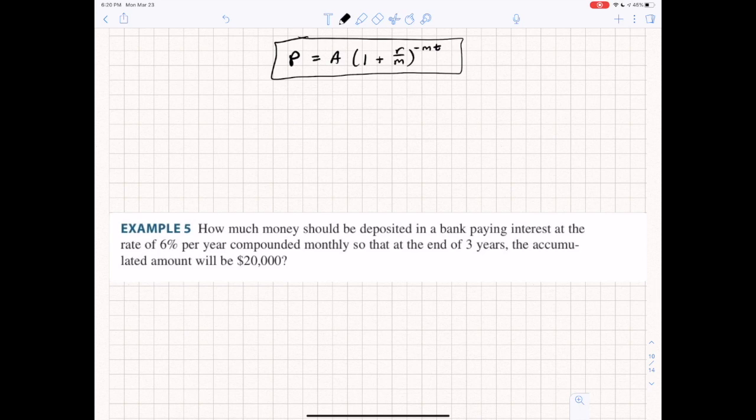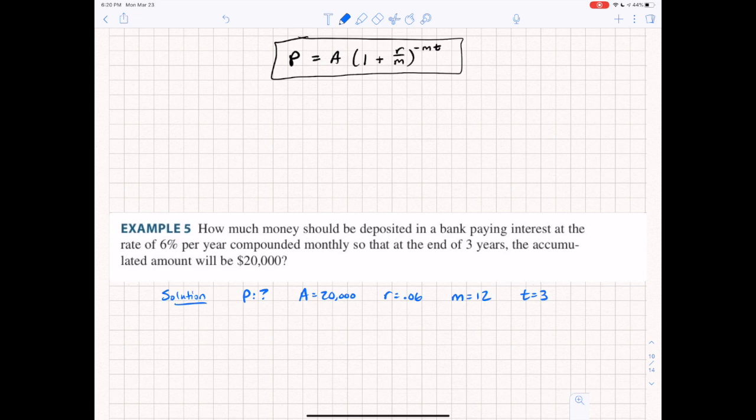So example 5: how much money should be deposited in a bank, paying interest at the rate of 6% per year, compounded monthly, so that at the end of 3 years, the accumulated amount will be 20,000? Okay, well, for the solution, just listing out what I know, I'm trying to figure out what P is. I know A is 20,000. I know R is 0.06 for 6%. I know it's compounded monthly, so M will be 12. And I know T is 3 years.